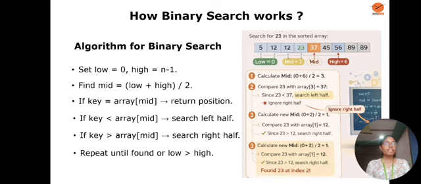by 2. If key equals to array of mid, that means if the entered key element is equal to the mid value, it directly returns the position. If the entered key value is less than the mid value, it searches the left side of the array. That means as the elements are already sorted in binary search, it automatically searches the left half. If the key element is greater than the mid value, it searches the right half. Repeat until found or low is greater than high.